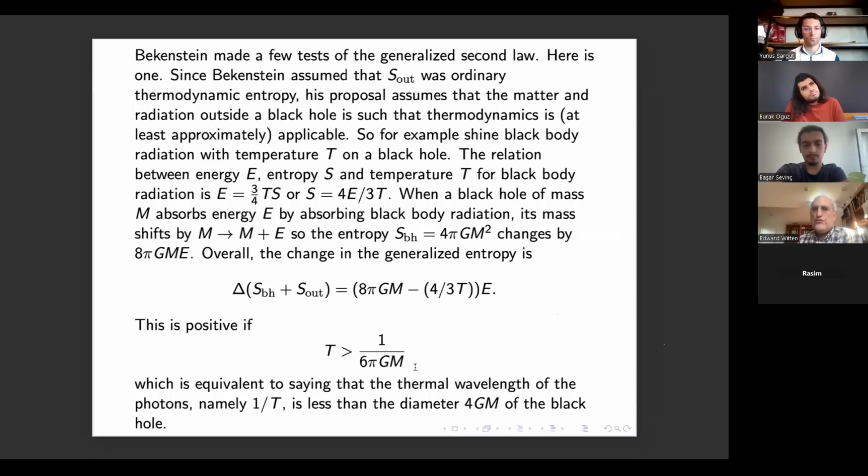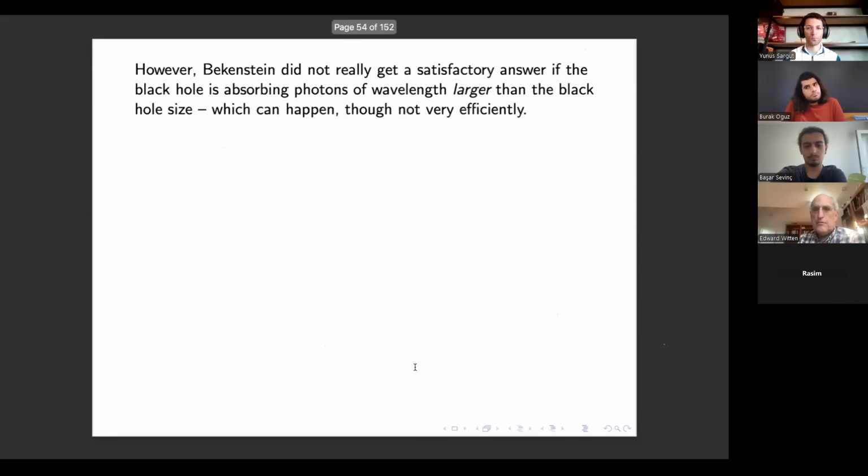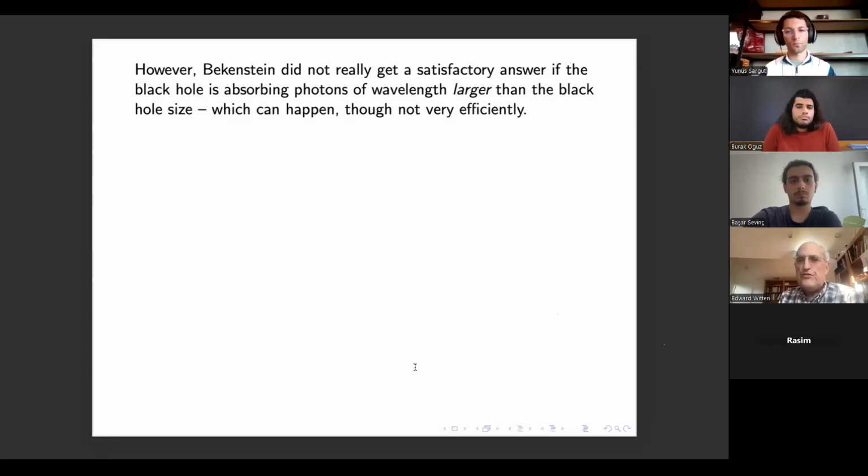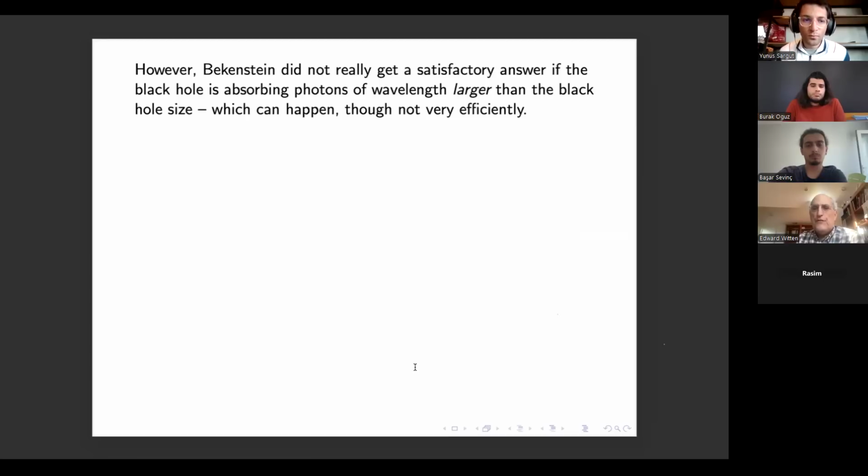So the generalized second law worked, assuming that the radiation that the black hole is absorbing has a wavelength less than the size of the hole. But by the same token, the generalized second law does not work in Bekenstein's formulation if the temperature of the radiation is so low that the wavelength is bigger than the size of a hole. And Bekenstein really, if you look at his paper, you'll see he did not have a satisfactory answer in this case. If the black hole is absorbing photons of wavelength larger than the black hole size, which can happen though not very efficiently, it seemed that the generalized second law was violated.